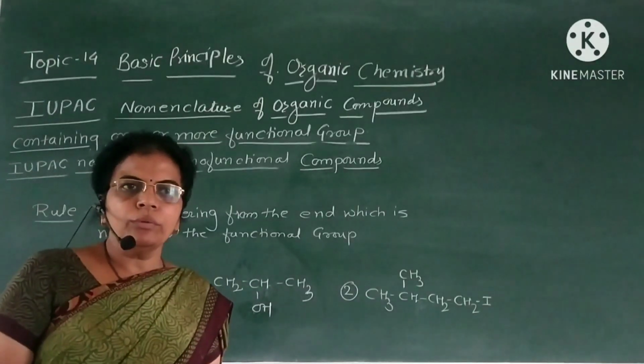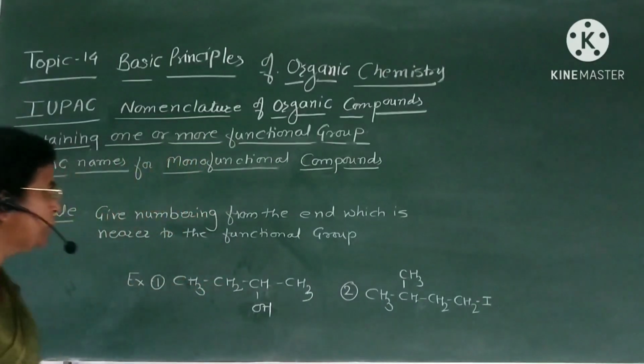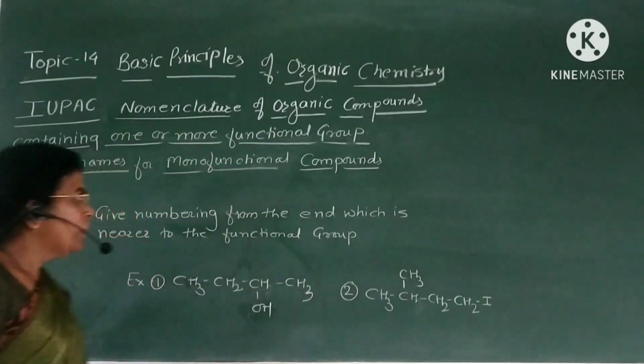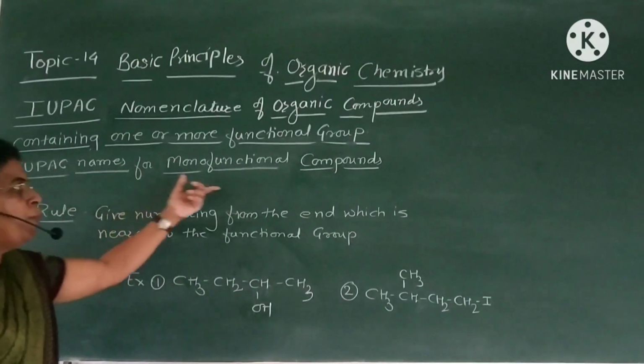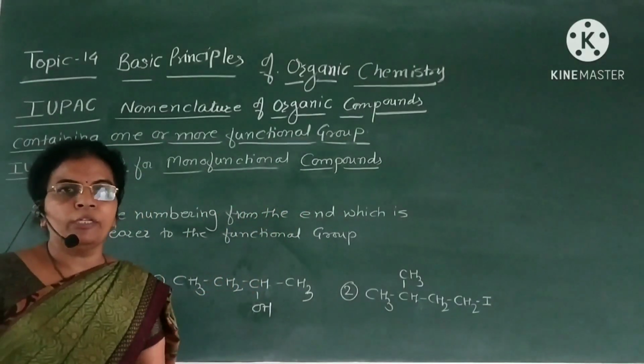Now we are going to give IUPAC names for compounds containing one or more than one functional group. That is, first we are going to give names for monofunctional group compounds, that is, compounds containing only one functional group.